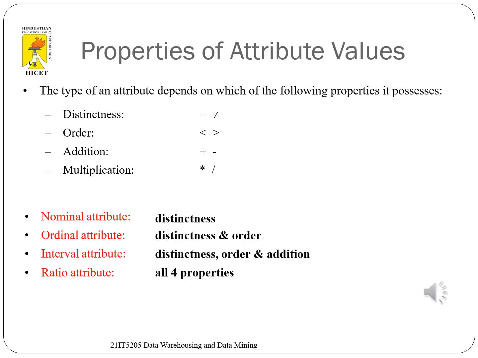Getting to the properties of attribute values. The type of an attribute can be determined with the help of the properties it possesses. The four main properties are distinctness, order, addition, and multiplication. Nominal attributes possess just distinctness, and ordinal attributes have distinctness and order. Interval scale attributes have distinctness, order, and addition, and ratio attributes possess all four properties.